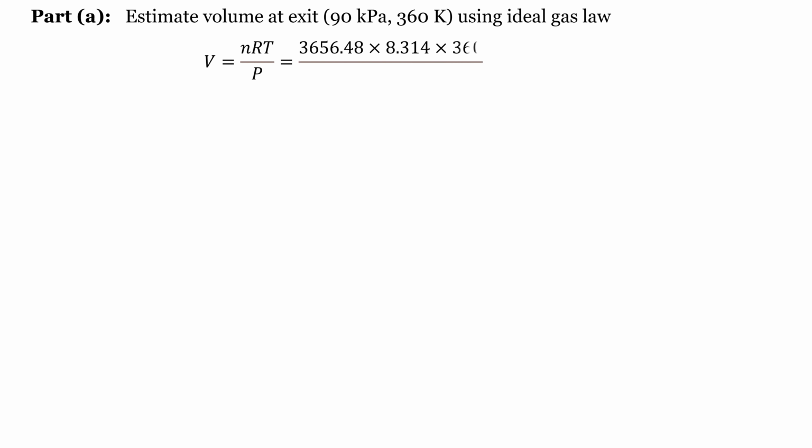In part A, we need to estimate the volume at exit conditions, and temperature and pressure are given, that is 90 kilopascal and 360 Kelvin. So we can use the ideal gas equation because we have already estimated the total moles of leaving gas. So volume can be written as nRT by P, and by putting all values we will get 1211.59 meter cube.